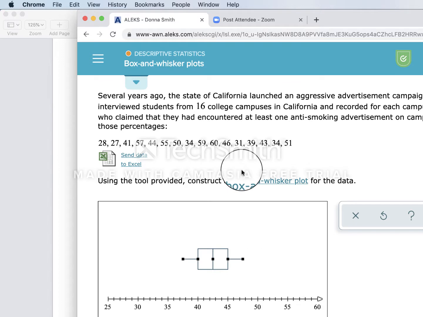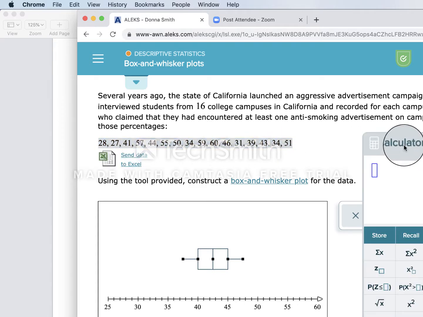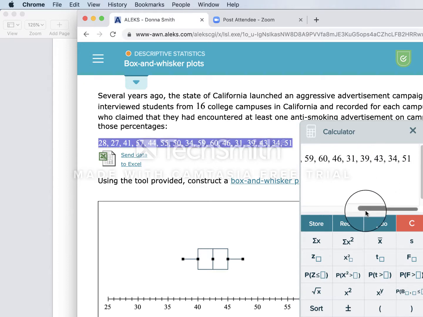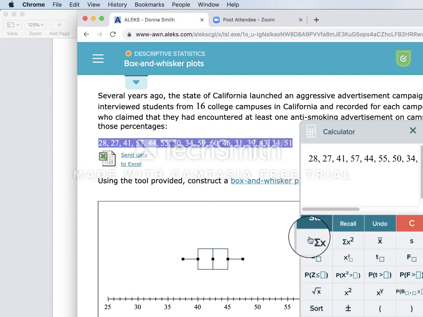So now we have our data. And in order to find those 5 important numbers that summarize the data, we're going to select the data values. And then they'll populate the ALEKS calculator. Holding down the Shift key, I'll grab the 51, and all of them are now in the calculator, and I can sort them.